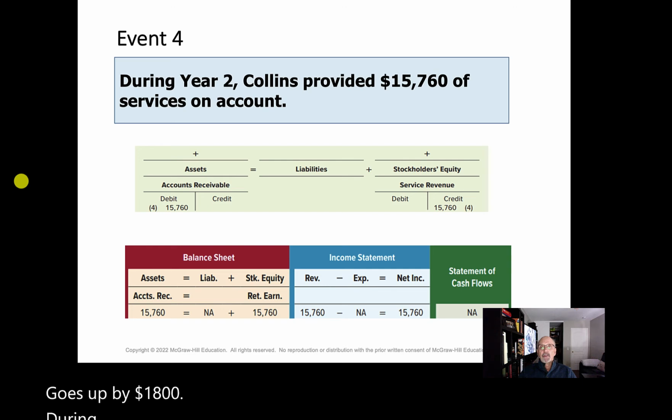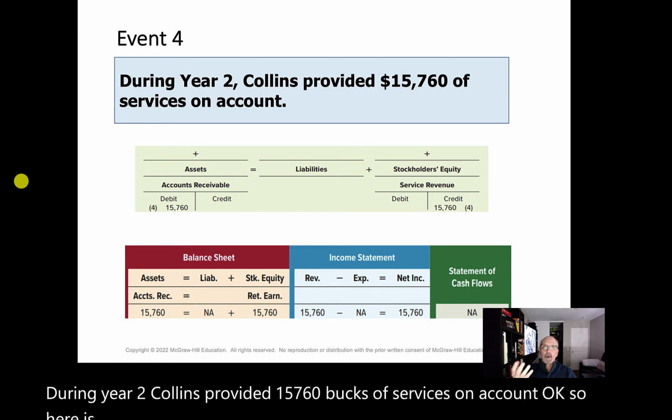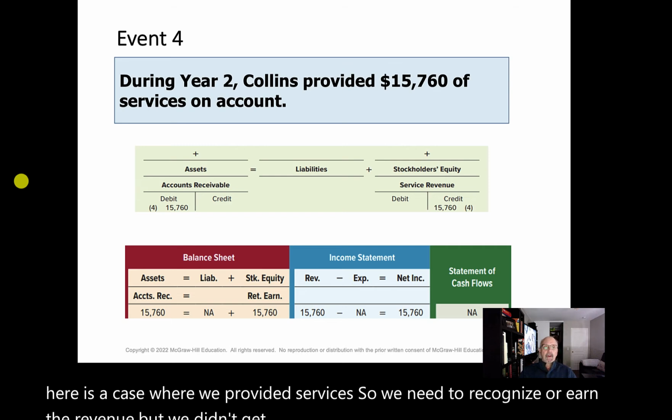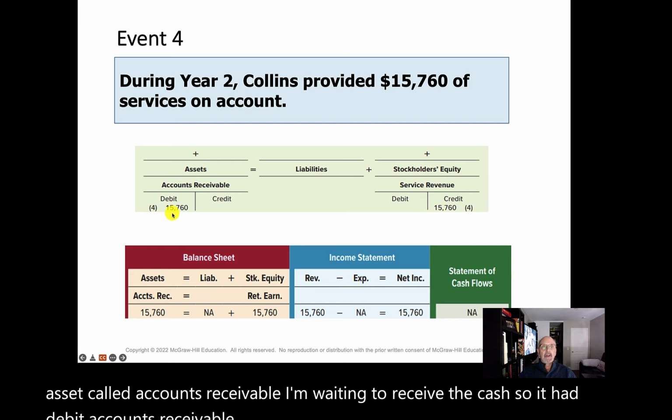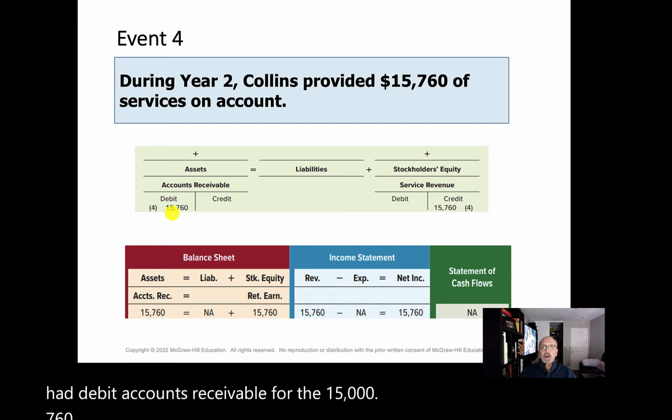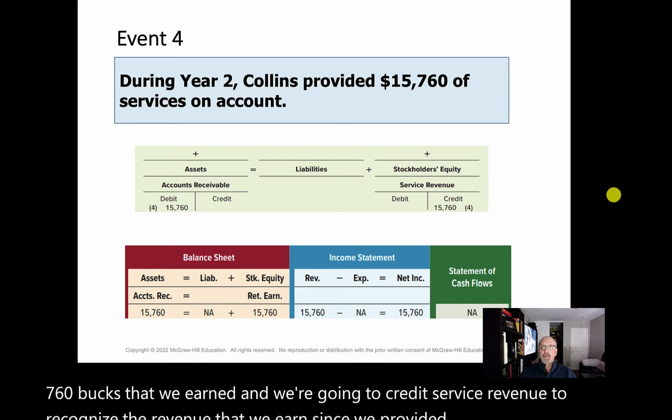During year 2, Collins provided $15,760 of services on account. Okay, so here is a case where we provided services, so we need to recognize or earn the revenue, but we didn't get paid yet. So when we don't get paid, that's an asset called accounts receivable. I'm waiting to receive the cash. So we're going to debit accounts receivable for the $15,760 that we earned, and we're going to credit service revenue to recognize the revenue that we earned since we provided the services.